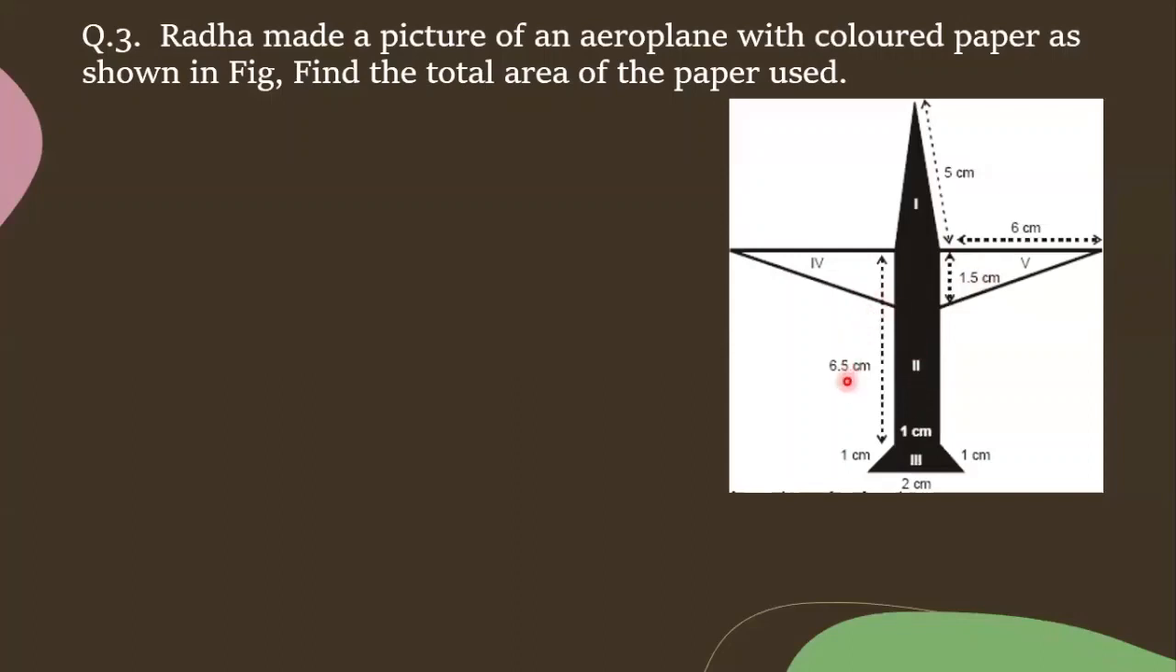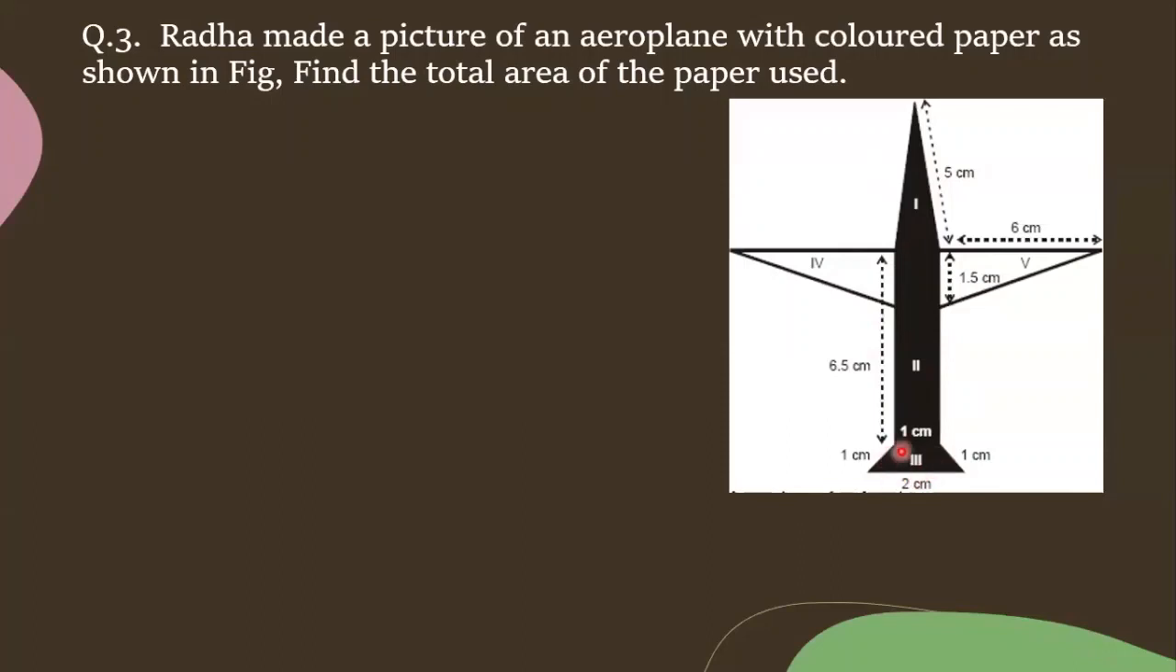So 9 plus 6.5 we have got from figure 5, part 4 and part 2. For part 1, we need to apply Heron's formula. That is, the semi-perimeter is 5 plus 5 plus 1, which is 11 by 2. Okay, children?